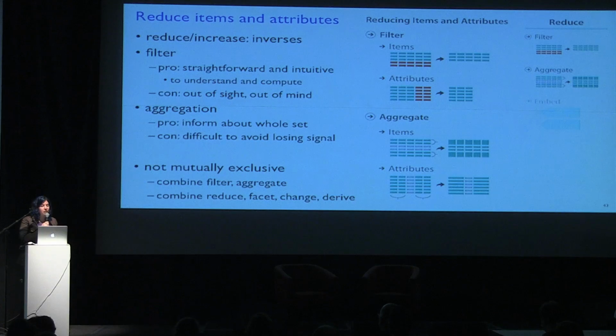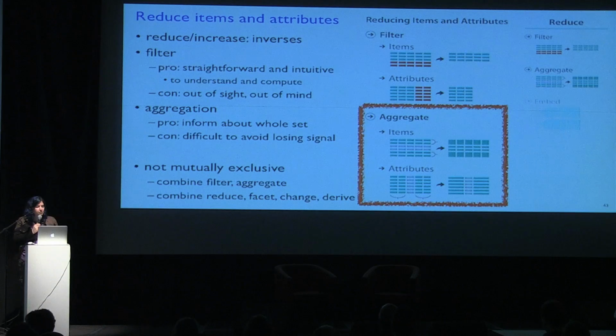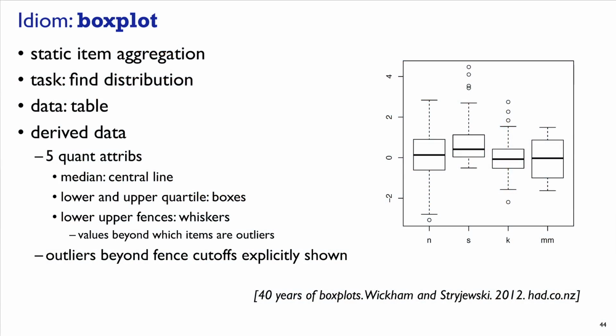Powerful, tricky, and non-trivial. The one thing I also want to mention is these are not mutually exclusive. You can combine filtering and aggregating. And in fact, you can combine reducing and faceting and changing and deriving, and that's typically what people do in interesting complex data sets. I'm going to show you just a couple of super quick examples of aggregate because we're running low on time. And let me just mention box plots.